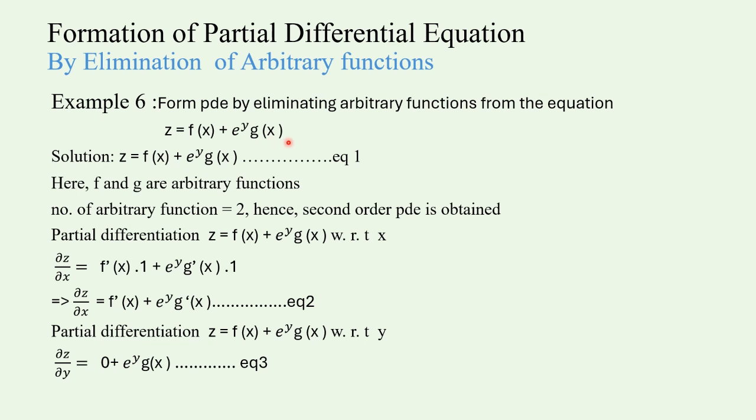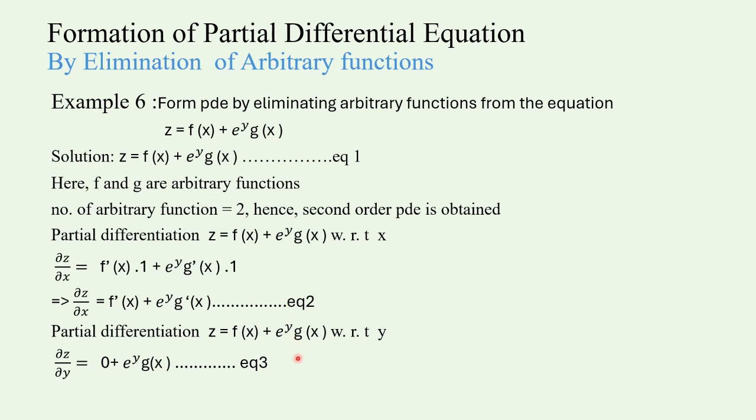Example: we see f of x and g of x are two arbitrary functions, and we need a second order partial differential equation. Now let's differentiate this partially with respect to x. Differentiation of z is dou z by dou x, and this f will become f dash, this x is x, and differentiation of x is 1, plus here this term we have to write e to the power y, we have to take it as constant, so we write it here, and g will become g dash, and x we have to write as such, and then differentiate x, we get 1. So we get this equation, which we'll call equation 2.